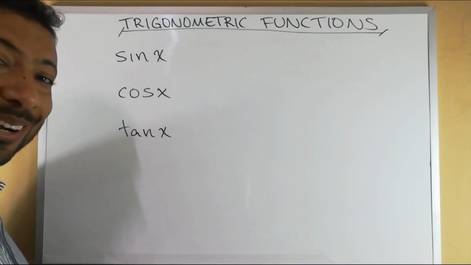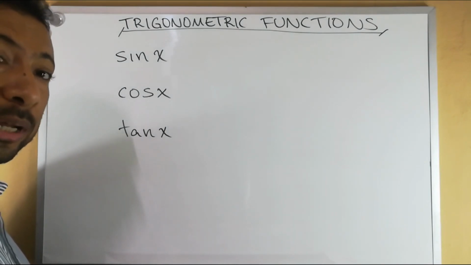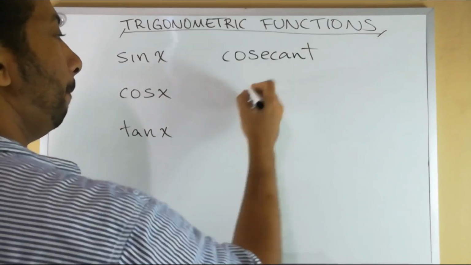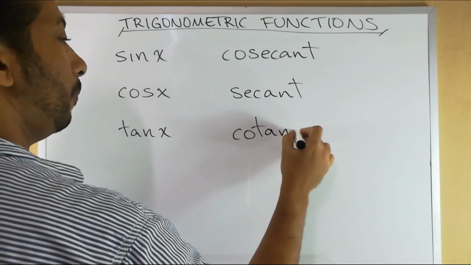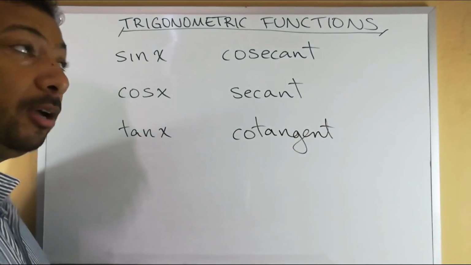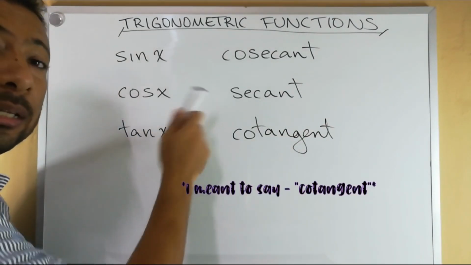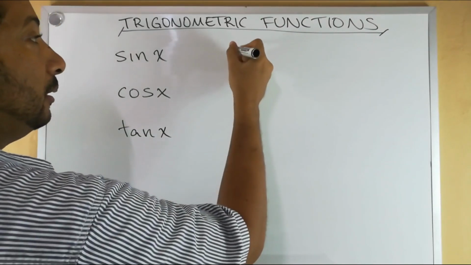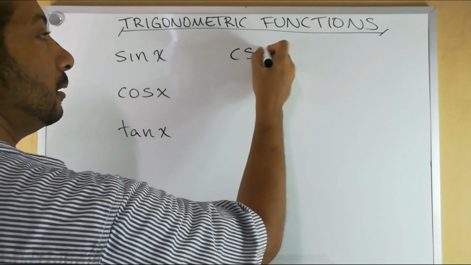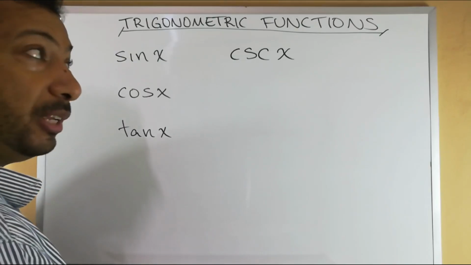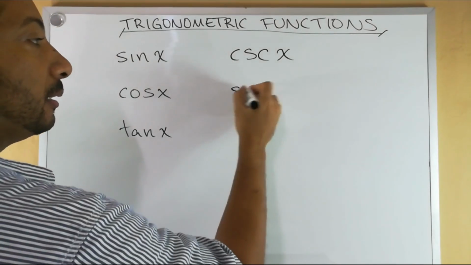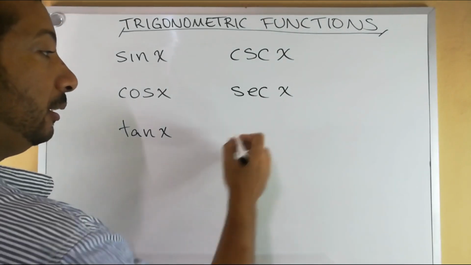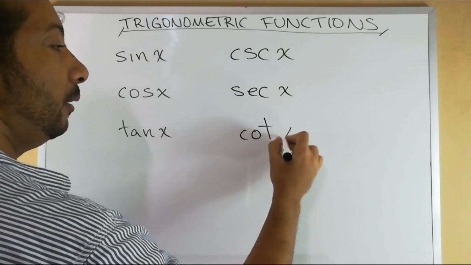But in fact, there are 3 more, and they are called the reciprocal trig functions. They are called the cosecant, the secant, and the cotangent. The abbreviation for cosecant is CSC. The abbreviation for secant is SEC. And the abbreviation for cotangent is COT.